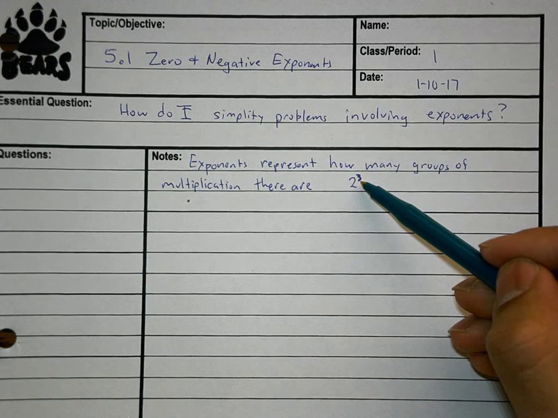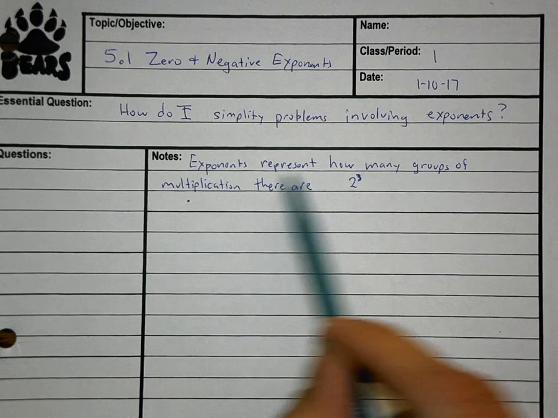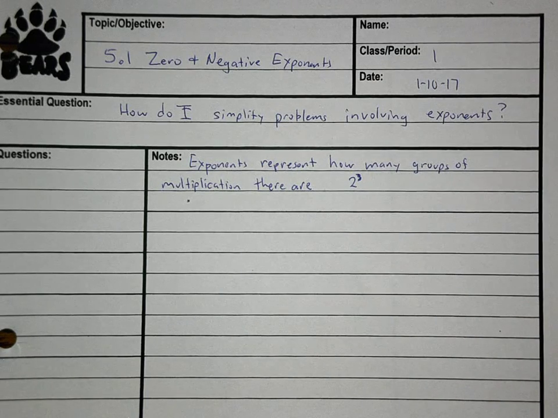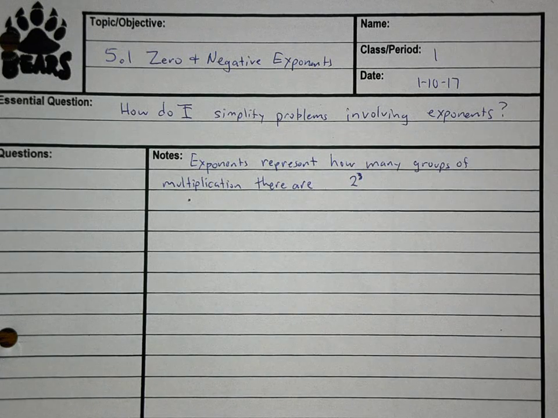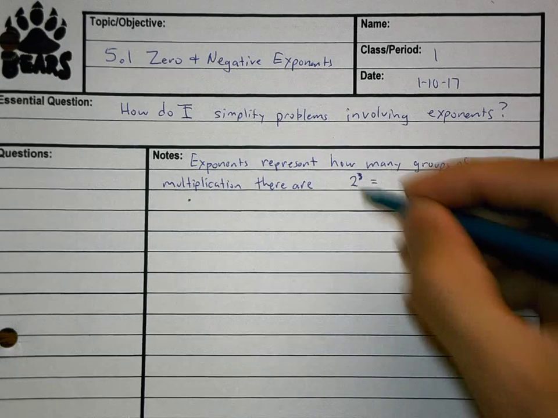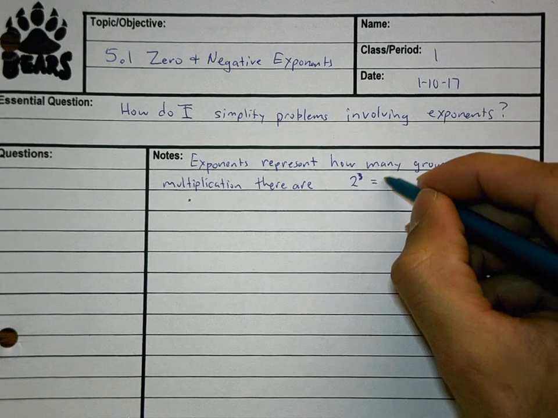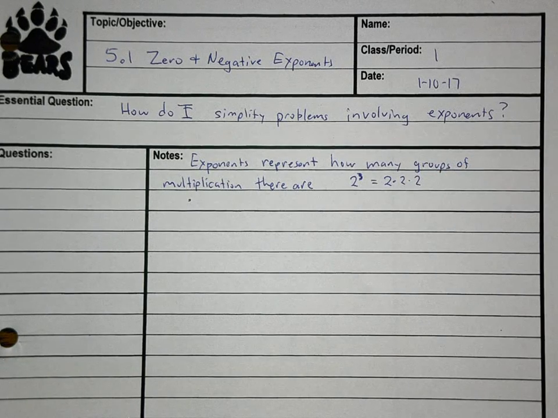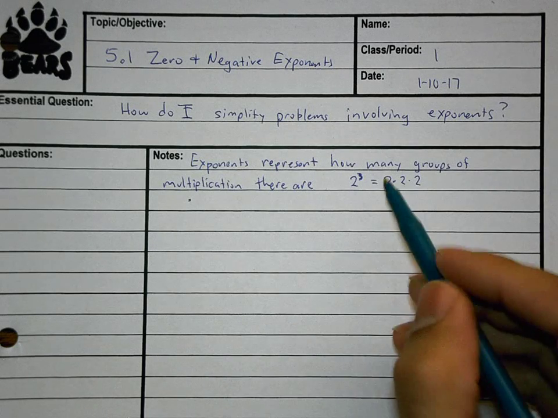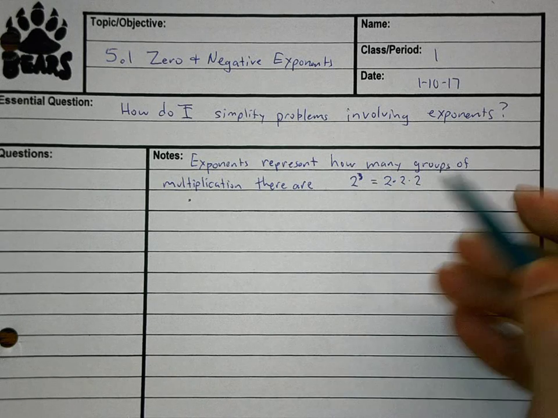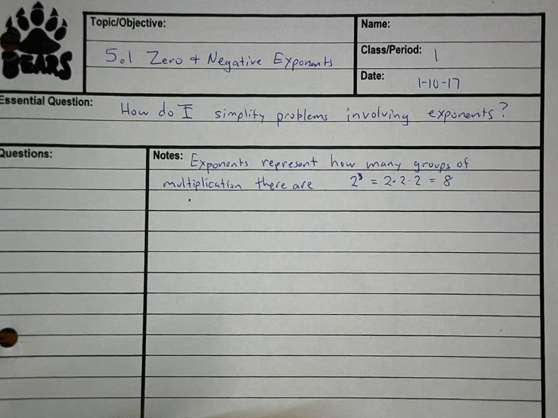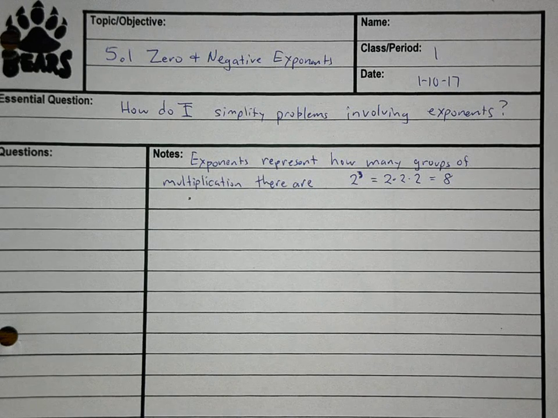And this exponent represents how many groups of multiplication there are. There are 3 groups of 2 multiplying each other. So when you see 2 to the third, it doesn't mean 2 times 3. It means 2 times 2 times 2. And so you do this from left to right. You do 2 times 2, which is 4. And then you take that 4 and you multiply it by 2, and you get that it is 8. That is what exponents are.